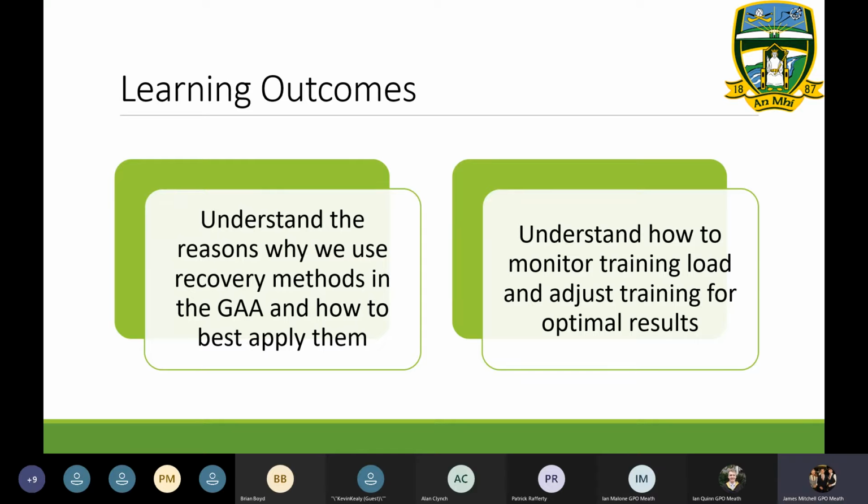Okay. So just to start off, what our learning outcomes are for the session ahead. The first half is what I'm going to take, and that's how to understand the reasons why we use recovery methods in the GAA, and how to best apply them. I'm going to take you through that for about 20-25 minutes at the start, and Ian is going to come in then for the second half, and he's going to look at how to monitor training load and adjust training for optimal results.